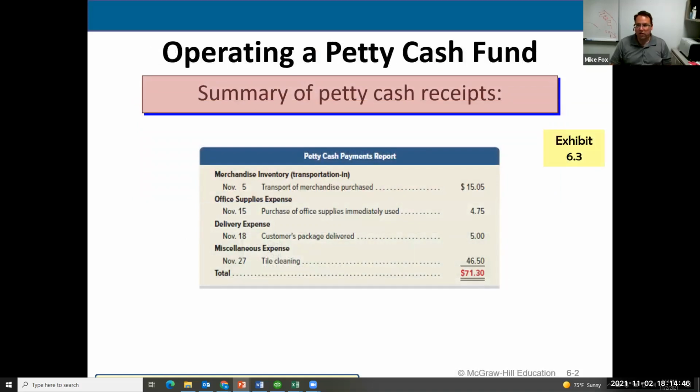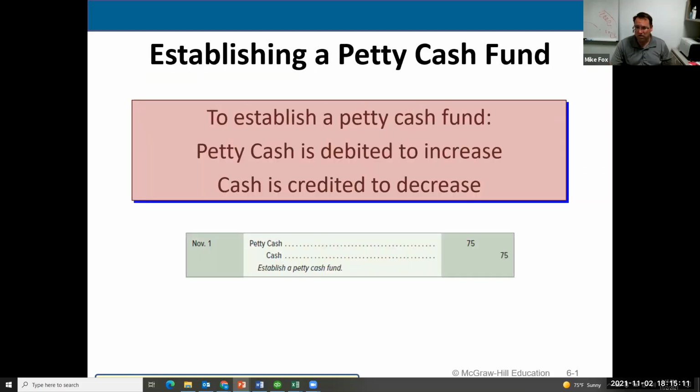Then throughout the month, anytime someone pulls money out of the petty cash fund, a lot of companies have a little form. I've seen ones as simple as a scrap of paper where you write who took the money out, what it was for, and how much. But a lot of places have a form to make sure they have the info they need. On the screen right now, oh, I'm not sharing my screen. You're probably wondering what I'm talking about.